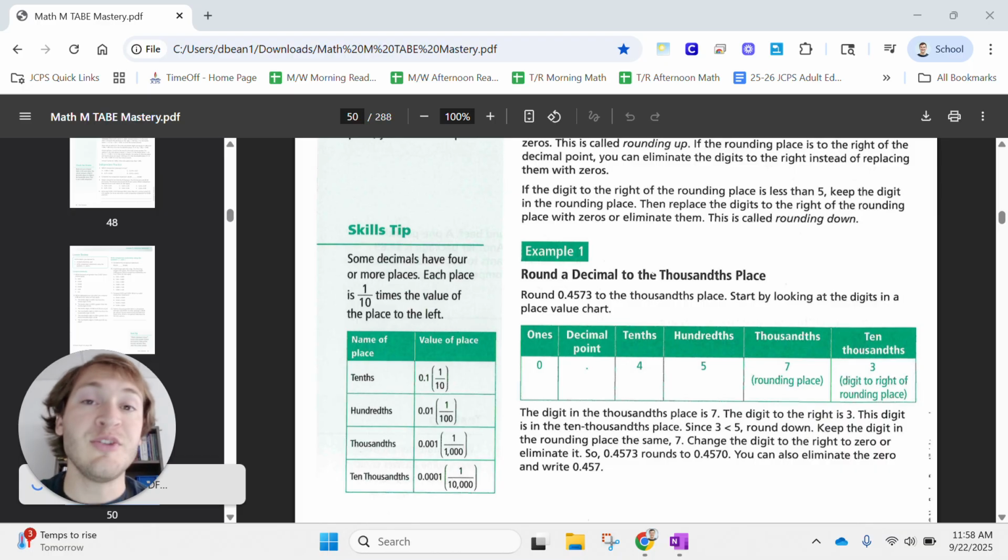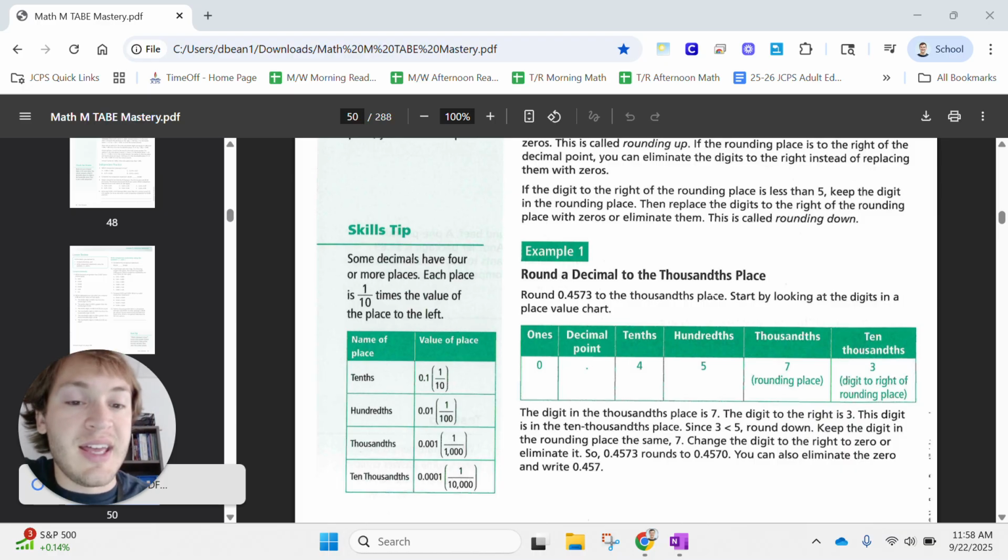The first thing is make sure you're rounding to the correct place. That's true for whole numbers, and that's also true for decimals. However, the decimal place values can be a little confusing. Remember, the first decimal place value is actually tenths. It's not oneths. There's no such thing as oneths. It's tenths. The second is hundredths, the third is thousandths, and the fourth is ten-thousandths. So just be aware of that when you're rounding decimals.